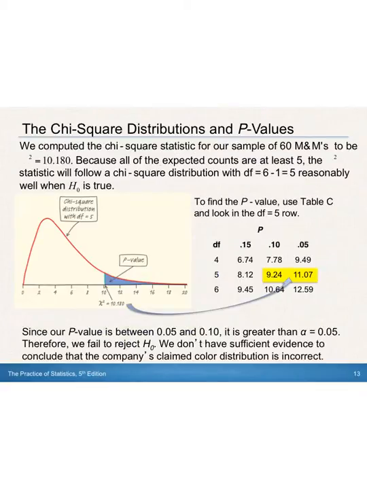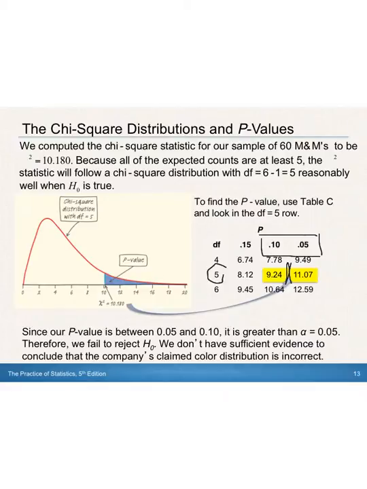We read a chi-square distribution table very similarly to the way we do a t-distribution table, where you find your p-value and you find your degrees of freedom, and then if that value is somewhere in the middle, you're going to look at this tail probability up top, and in this case it falls in between 0.10 and 0.05. So if we're using a standard alpha of 0.05, we would not reject the null here. We don't have sufficient evidence to conclude that the company's claimed color distribution is incorrect.